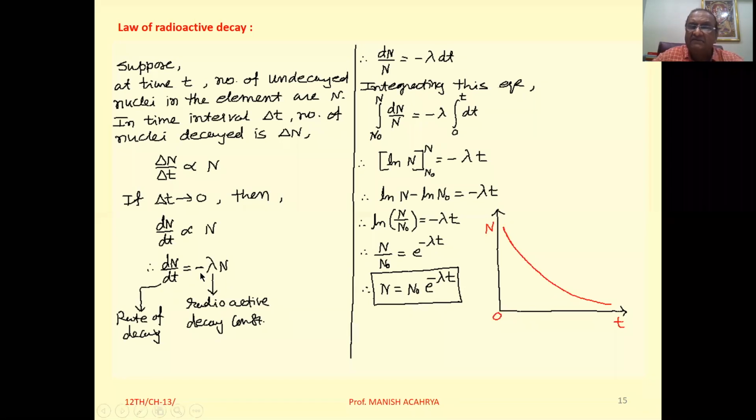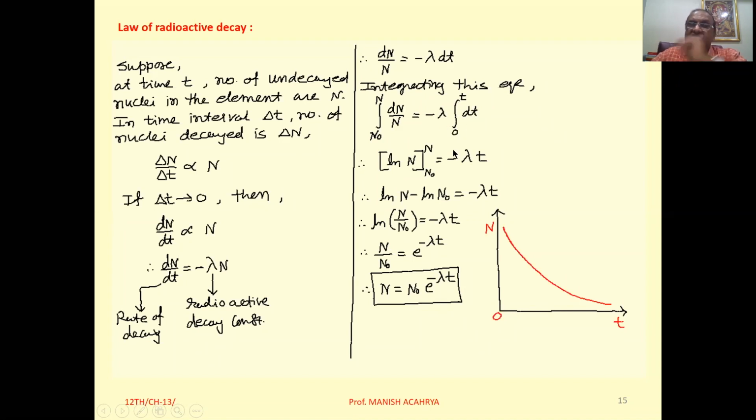And why is the negative sign introduced here? Because with time, the number of undecayed nuclei, N, continuously decreases. Now see here. From this equation we can take N on the left hand side and dt on the right hand side. So dN by N equals minus lambda dt. Now integrating this equation, integration of dN by N equals minus lambda integration of dt.